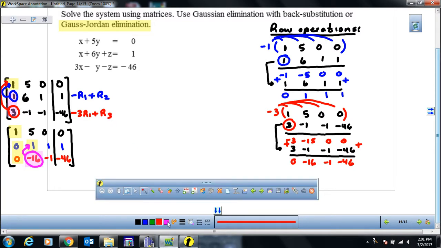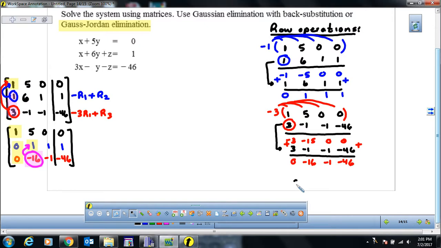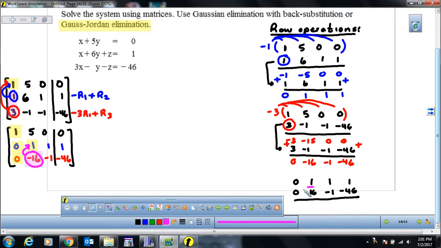Now let's go ahead and do the next operation. To make that 16 a 0, I'm going to add it to the equation that has the 1, which is the middle equation. So it's going to be 0, 1, 1, and 1. It's going to be added to 0, negative 16, negative 1, and negative 46. So to make that negative 16 a 0, or cancel it with the 1, first thing we need to do is multiply this 1 by the opposite of negative 16, which is positive 16.